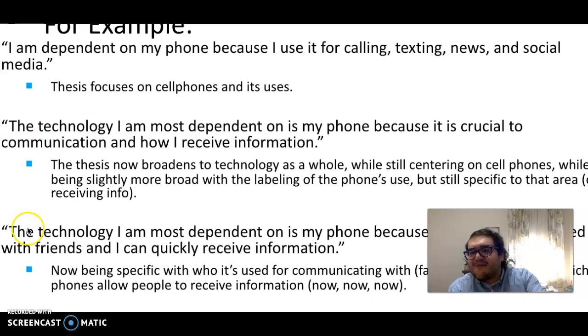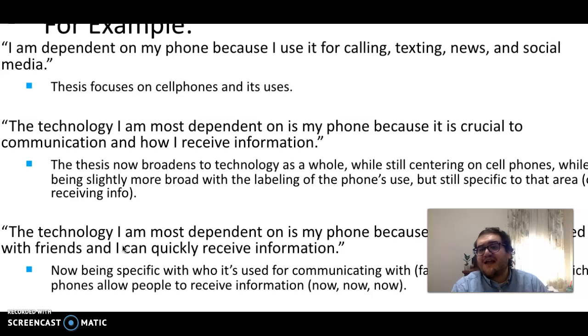Then finally, the last example: the technology I am most dependent on is my phone because it keeps me connected with friends and I can quickly receive information. So now with my final thesis statement, I've completely omitted the specific claim, broadened it out, and I omitted the specific reasons as well and broadened that out as well.